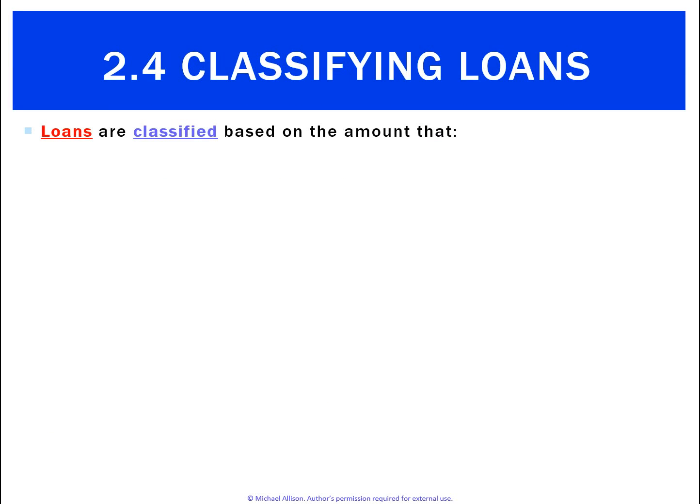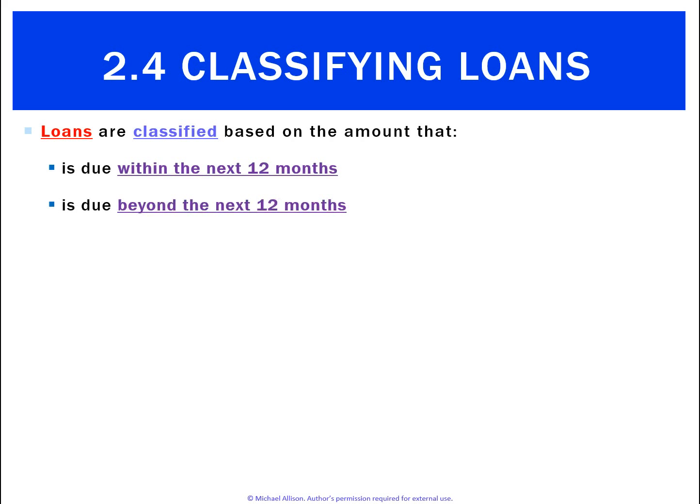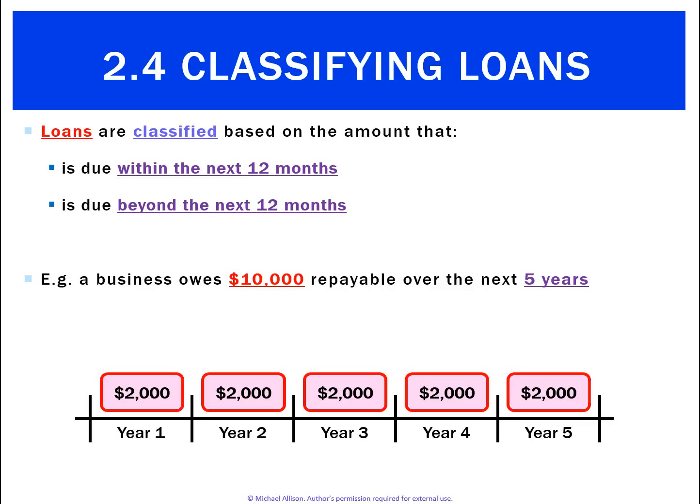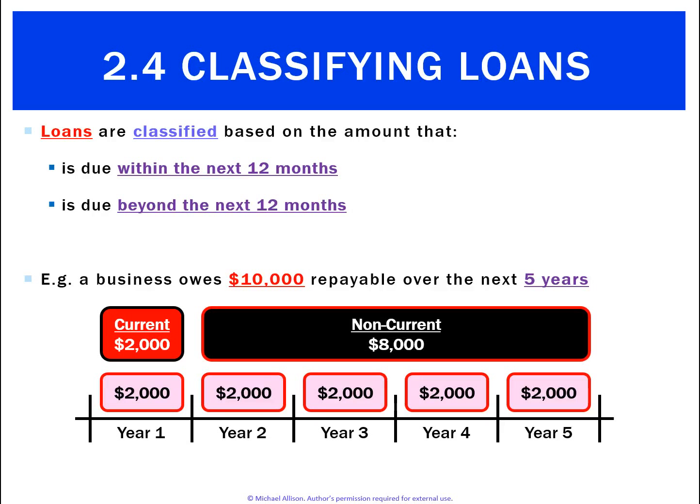Loans are classified based on the amount that's due within the next 12 months and the amount that's due beyond the next 12 months. For example, if a business owes $10,000 on a loan repayable over 5 years, we classify $2,000 as current during the next 12 months and $8,000 as non-current.